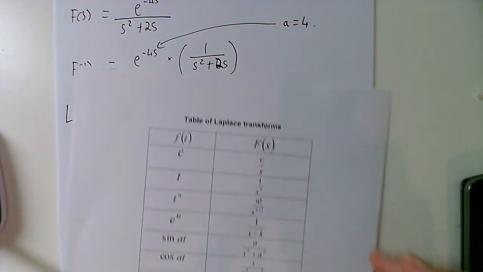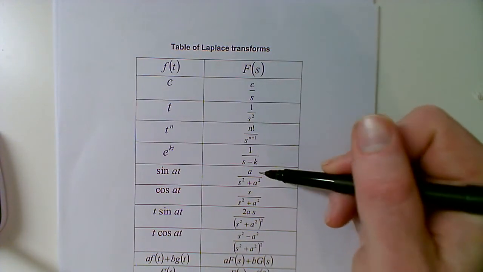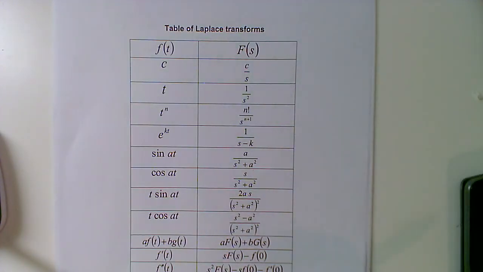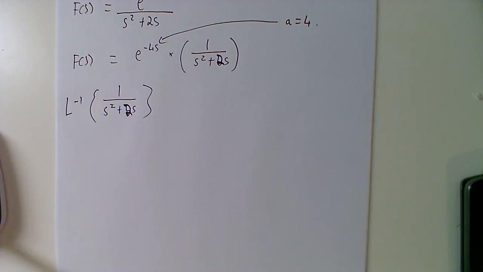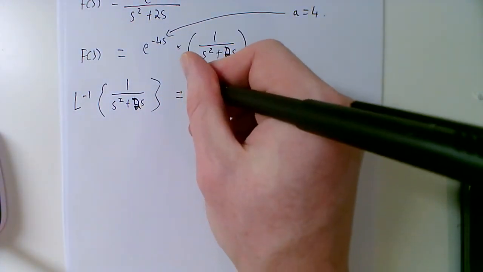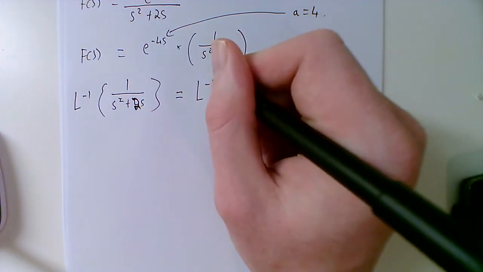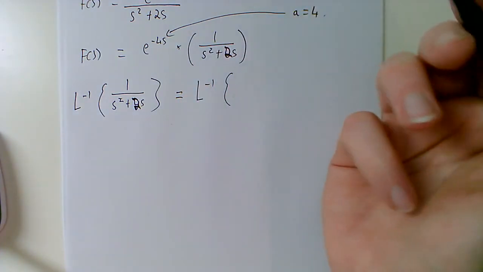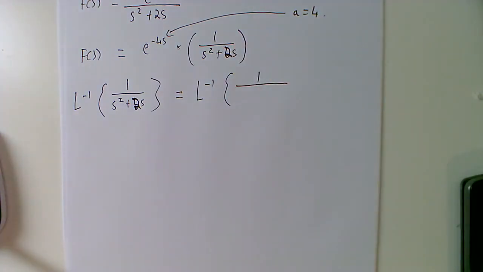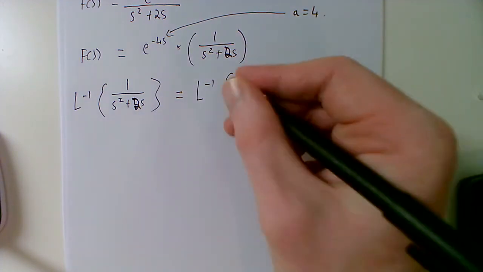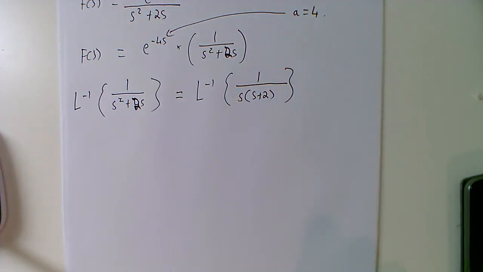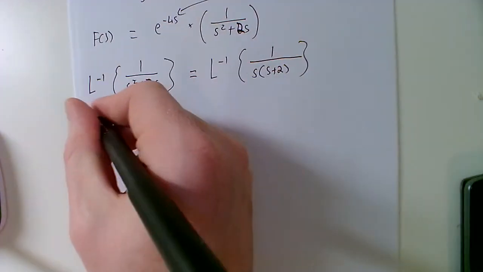So if I look at my table, none of these functions look like s squared take away 2s. None of them. So if I know that's the case, I know I've got to use partial fractions, or I've got to use completing the square. So I'll look for partial fractions first. So I'll look for factorising, and I can factorise this bottom bit because they've both got s in them. Okay, so that means I now need to do partial fractions.